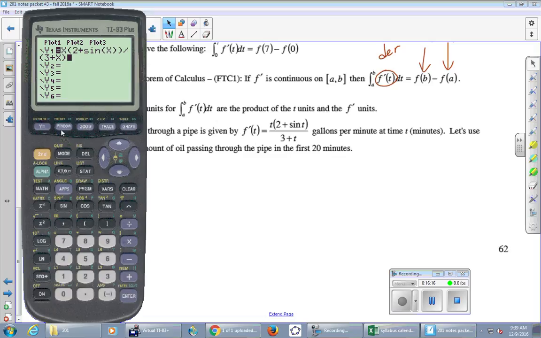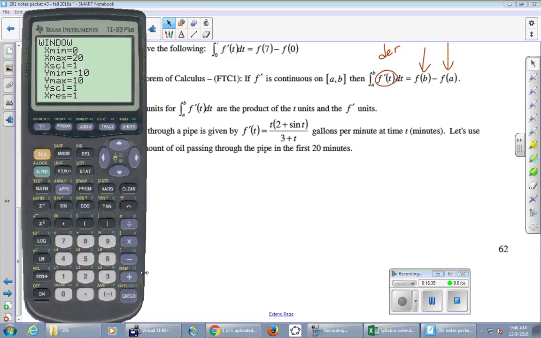Okay, so we got our function here. Now before you hit graph, don't just hit graph because the window might not be appropriate. So click on the window. The x min and x max are given in the problem. What are they? 0 to 20, that's the number of minutes. That's easy.